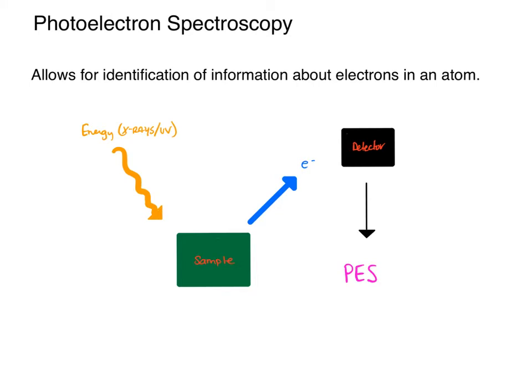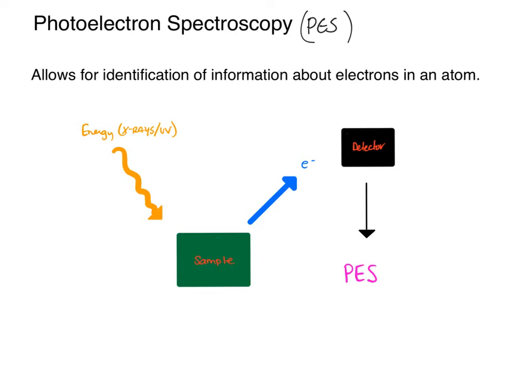So basically, photoelectron spectroscopy, or PES as it will commonly be referred to, allows for the identification of information about electrons in an atom. It takes advantage of the ionization capability of electrons within an atom. We've discussed ionization energy, and we know that's the energy required to remove an electron from an atom.